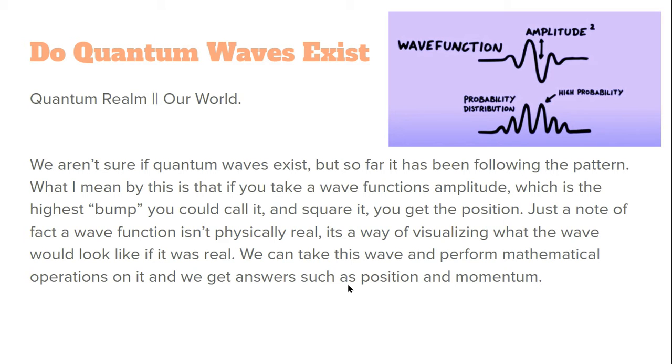So we have the quantum realm in our world. As you can see, subatomic particles in our world are described as particles because we can see them with microscopes and stuff. But in the quantum realm, they're described by mathematical functions called waves, which we can't really see. This is like a mathematical visualization of what a particle would look like in the quantum realm. We can't really see these waves, but we can perform mathematical functions on them, such as figuring out the position, momentum, probability distribution, stuff like that. So yeah.